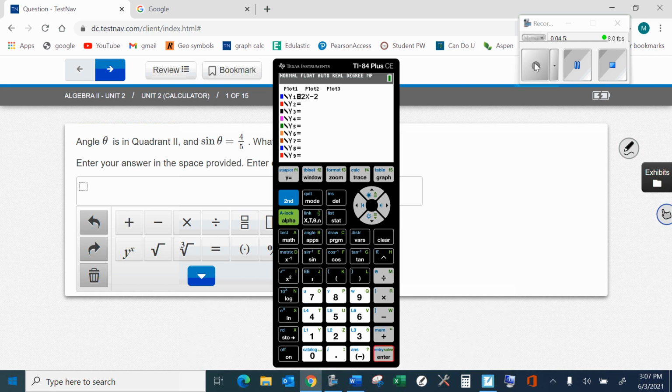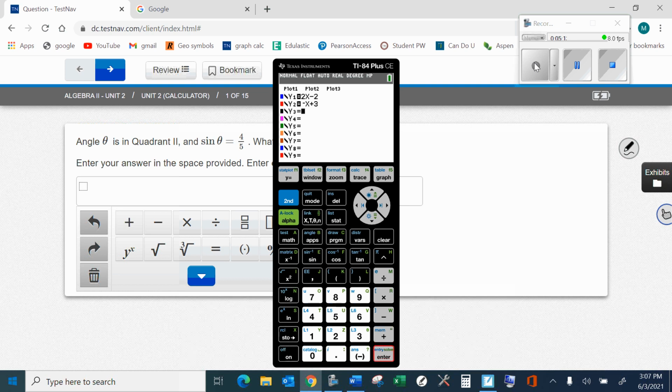So for negative x, if the first sign is negative, I cannot use the minus sign. It'll give you an error. I have to use the negative sign right there where it says answer. I have to use the negative sign there, then the X button plus 3. Hit enter. Now I want to find where those two lines intersect.